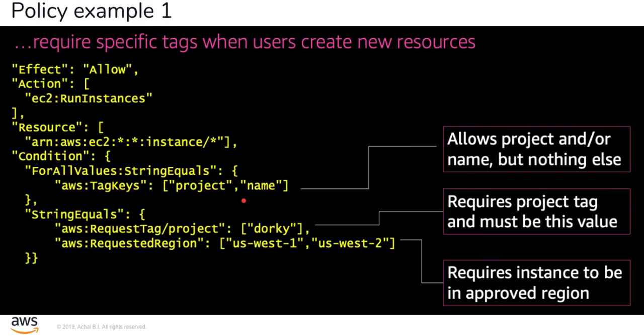So whenever you're running an instance, the tag for that instance should be project or name. Since it also has a request tag for the project, and the project name is darky, this running an instance has to be a new instance, because the tag is a request tag. So this basically requires a project tag and it must have the darky value.